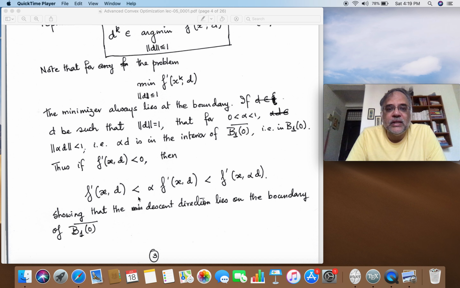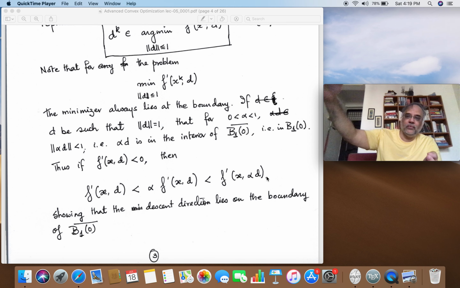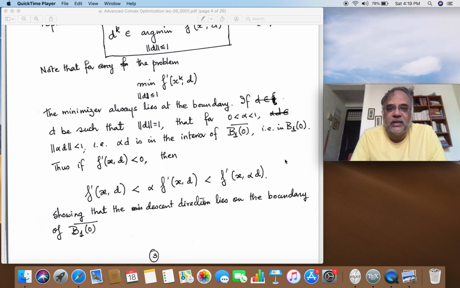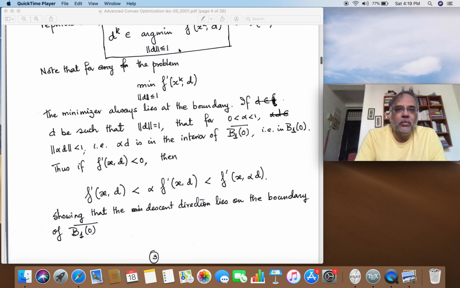So f dash xd would become strictly less than alpha f dash xd, because this is negative and this is between 0 and 1, this will be bigger, and this is actually equal to f dash x alpha d because of the positive homogeneity. So if I am moving from the surface of the sphere to inside the ball towards the origin, then I am actually increasing the functional value of f dash xt. So anyway, both these problems are equivalent actually.